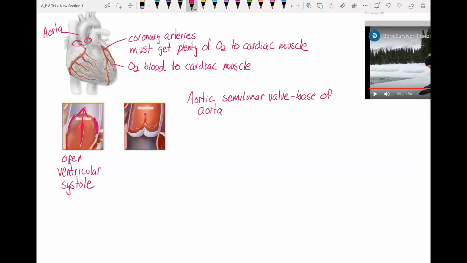In the next picture, you can see it's closed. So here's the valve. It's these white flaps, and it's closed. That way blood doesn't flow from the aorta back into the ventricle. So it is closed during ventricular diastole. Diastole means relaxed. So when the ventricle is relaxed, it's not contracted, that's when this valve is closed. Now look at the direction the valve opens. It opens upward.